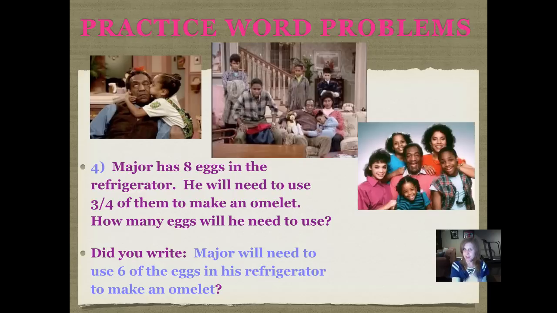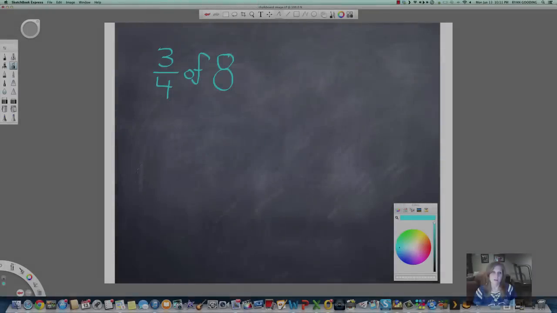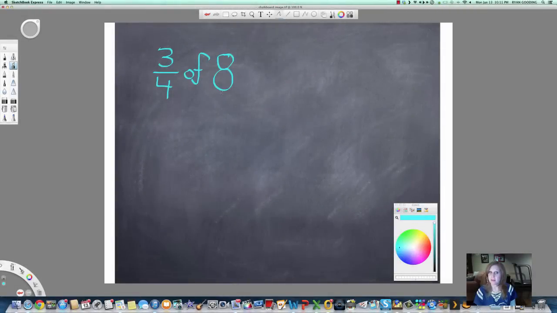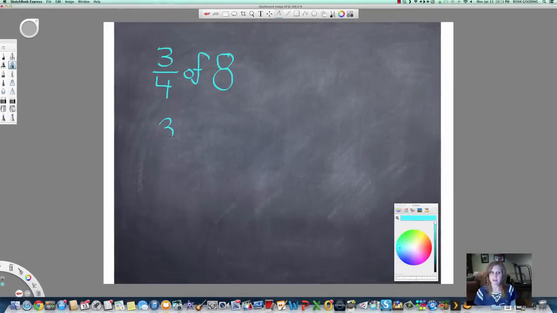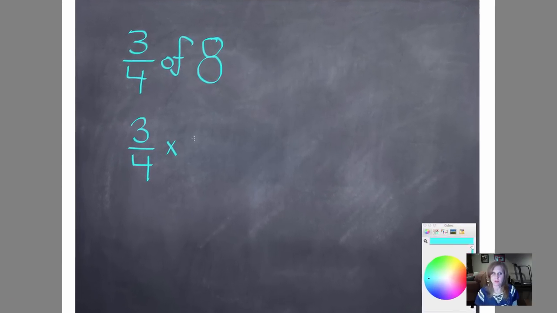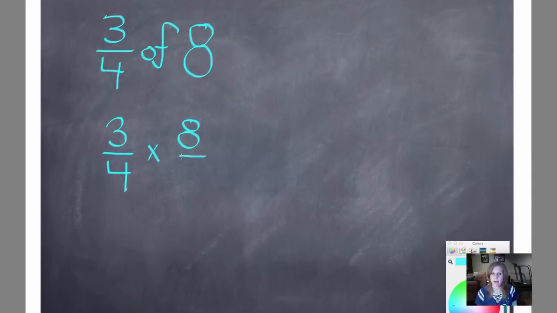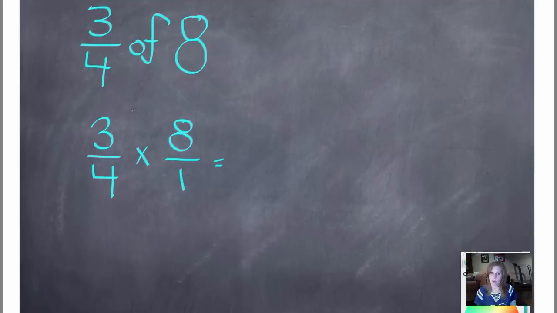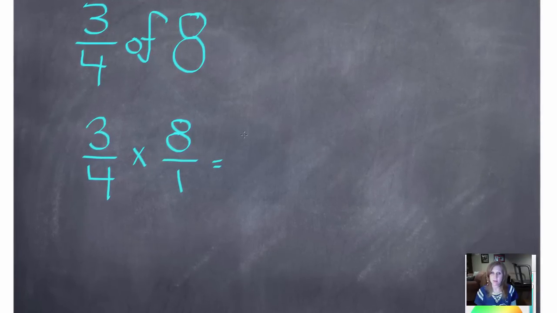You saw words because it's a word problem, so I hope you gave me words in your answer. Let's go ahead and see how we figured that out. 3/4 of 8 eggs. So we know that 3/4 of 8 eggs can be written as a multiplication problem. 3/4 of, we'll substitute with our multiplication symbol, and we'll rewrite our whole number 8 as 8 over 1. Now we can multiply our numerators. 3 times 8 is 24, and 4 times 1 is 4 for our denominator.